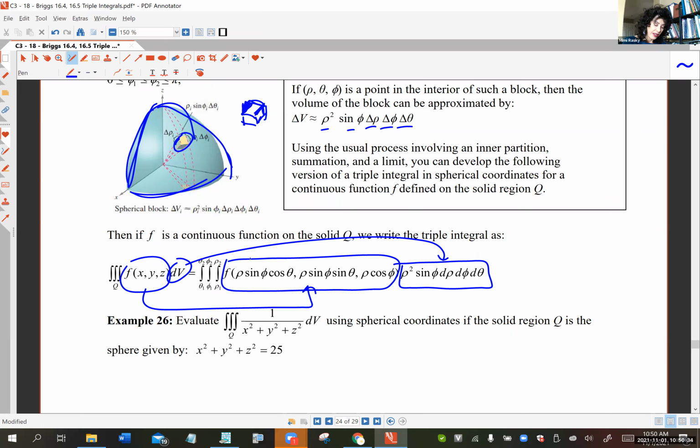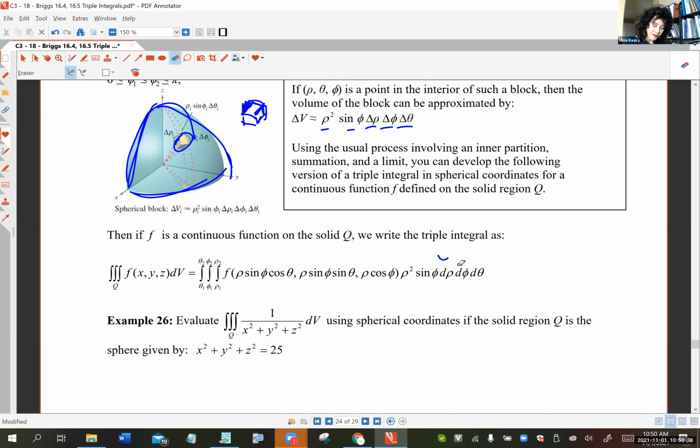Yay! So let's do some triple integrals. So most of the time, you're going to be given a rectangular coordinates triple integral that is easier to integrate if you can convert to spherical. Very rarely do you go the reverse, okay?